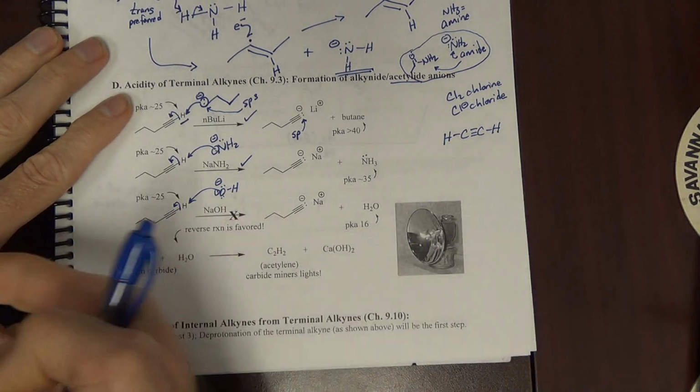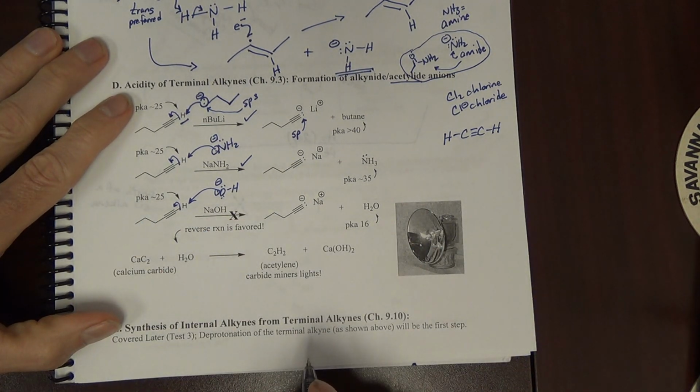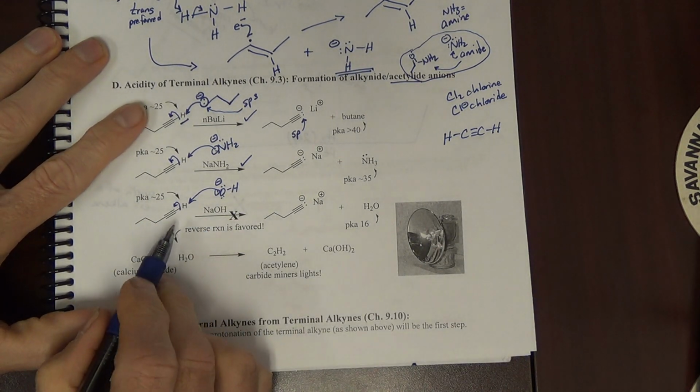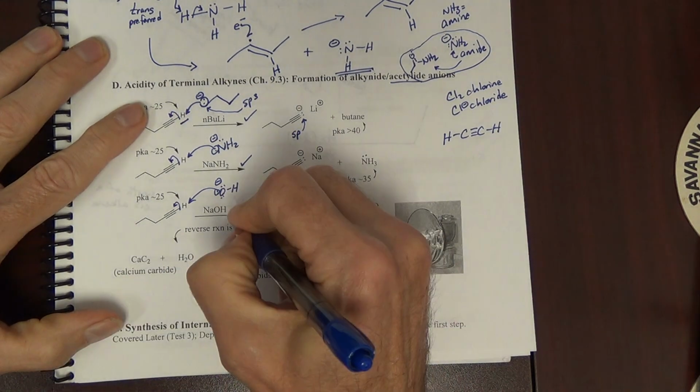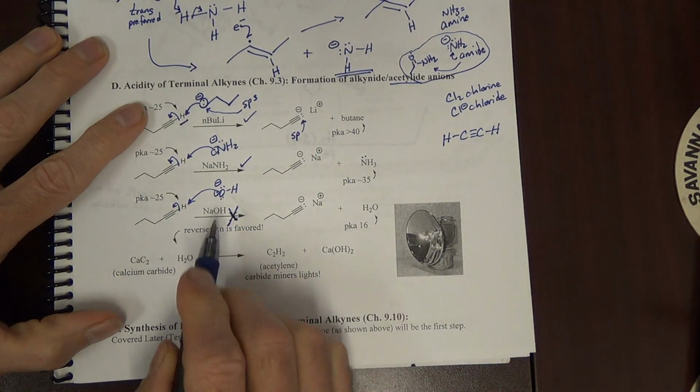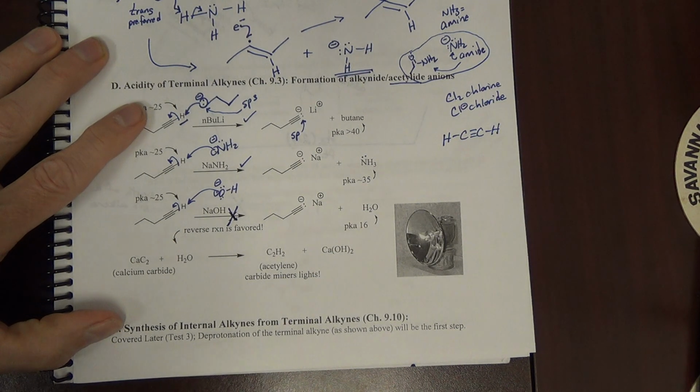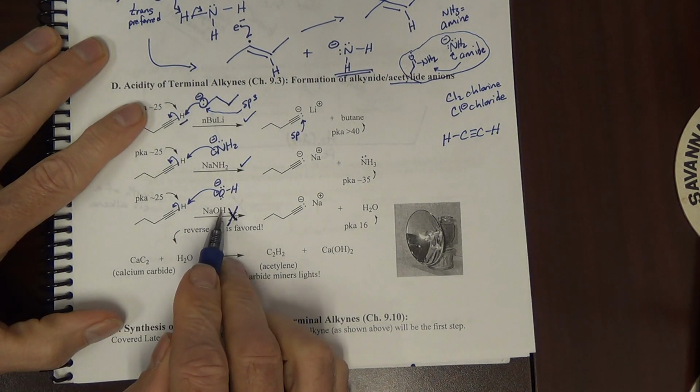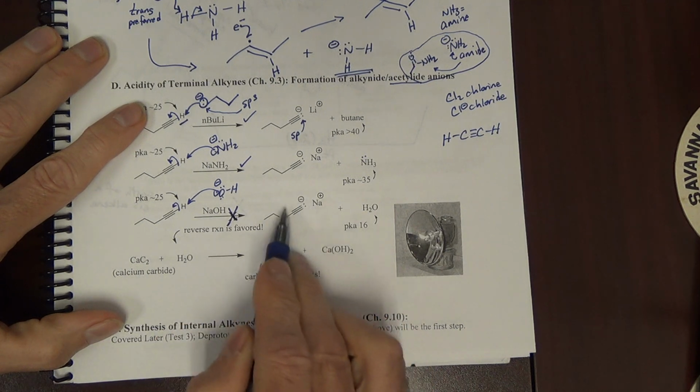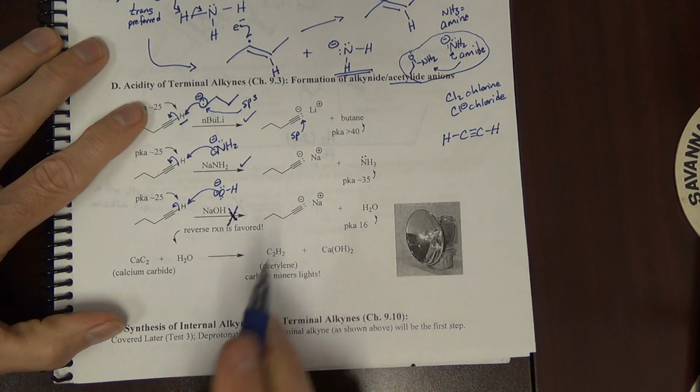Well, actually, the left is favored. And so that means it's not going to come to the right, and so it's not going to happen. That is, sodium hydroxide is not strong enough of a base to generate or form the acetylide anion.